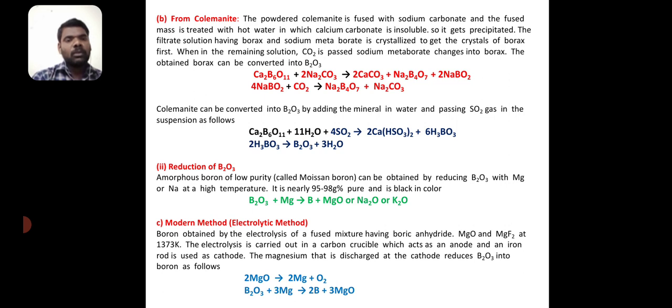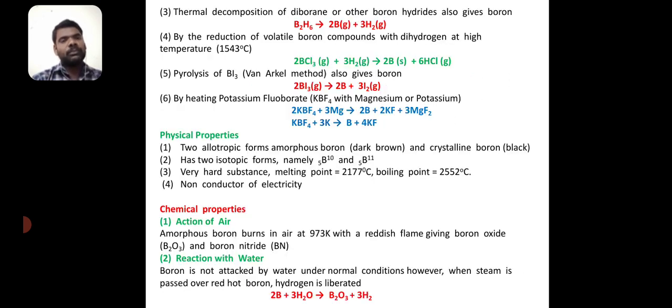Another method is a modern method, the electrolytic method. Boron is obtained by the electrolysis of a fused mixture of boric anhydride, magnesium oxide and magnesium chloride at 1373 Kelvin. The electrolysis is carried out in a carbon crucible, which acts as the anode, and an iron rod acts as the cathode. The magnesium discharged at the cathode reduces B2O3 into boron. For example, B2O3 plus 3 Mg gives boron and magnesium oxide.